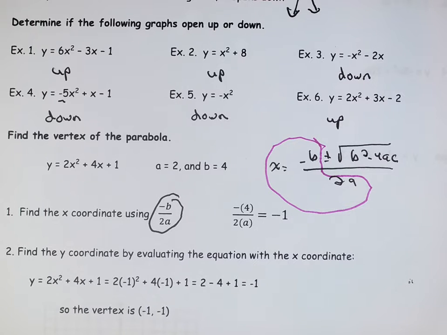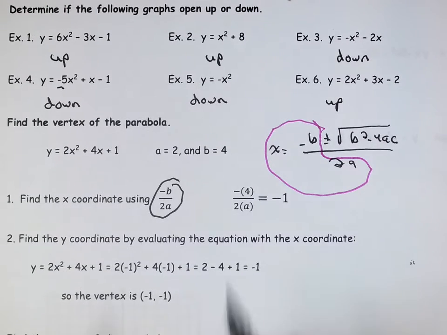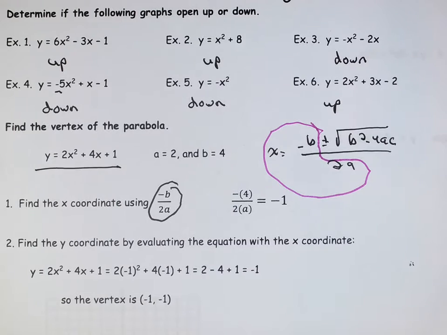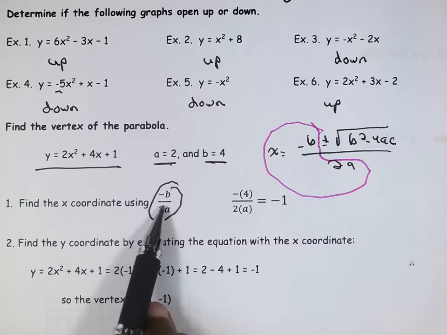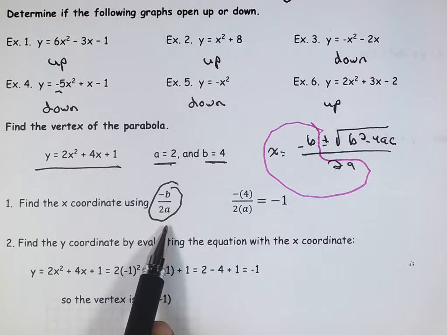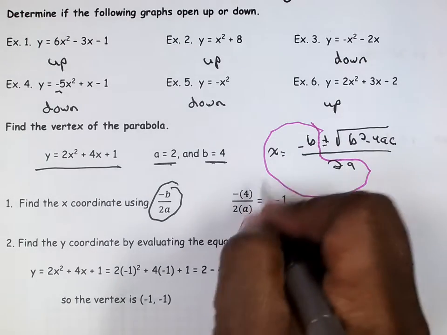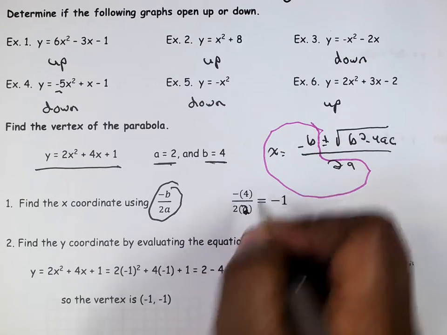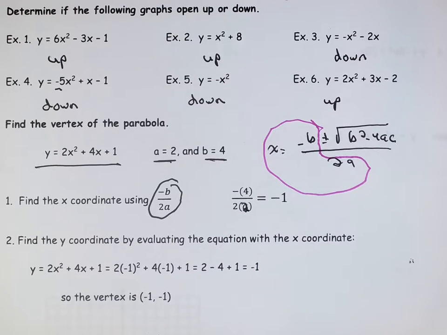So that finds the x-coordinate. And then after you find the x-coordinate, you have to go back to the original and plug that in to find the y. So here's our example. y equals 2x squared plus 4x plus 1. And you have to identify a and b, because the formula is the opposite of b over 2 times a. So we have the opposite of 4 over 2 times 2, so negative 4 over 4, which is equal to negative 1.